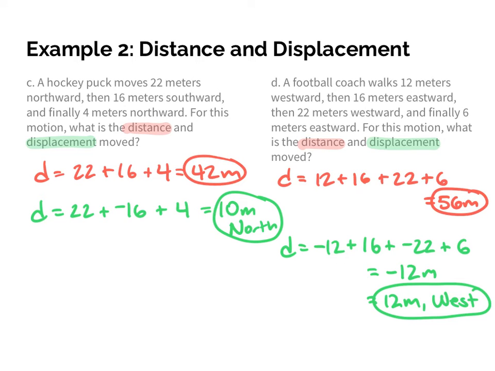All right, so for the first one, you should get 42 meters, just looking at the distances, all the values added up. And for displacement, you should get 10 meters north, considering 16 is a southward motion, which would be negative. And overall, you get positive, so that's why it's north. For D, add them up, you get 56 meters. And for displacement, 12 and 22 are both westward motions, which are negative. The other two are eastward motions, which is positive, which would result in 12 meters to the west.